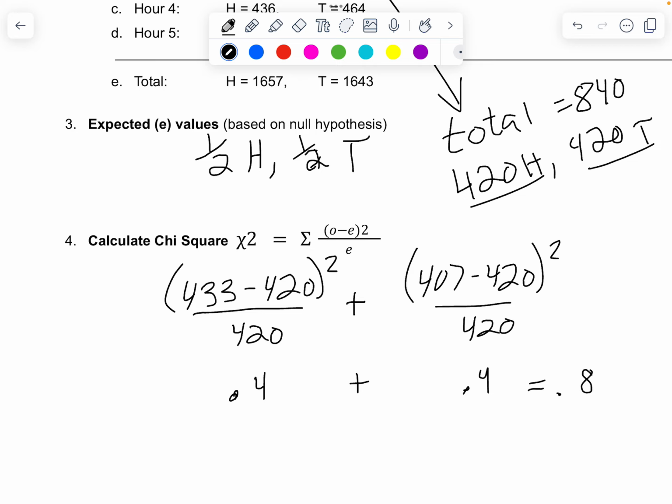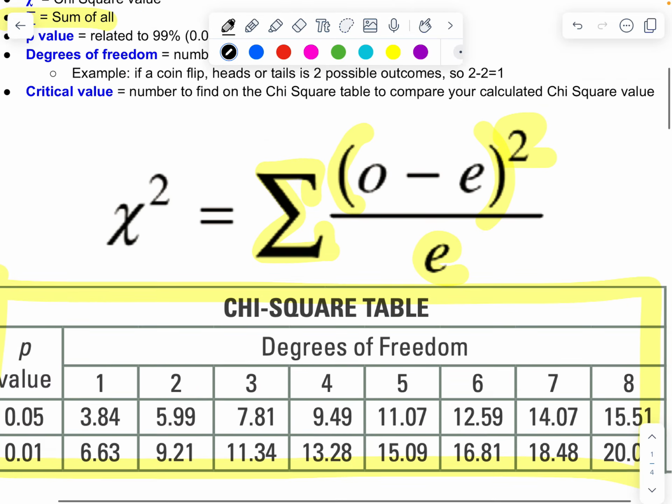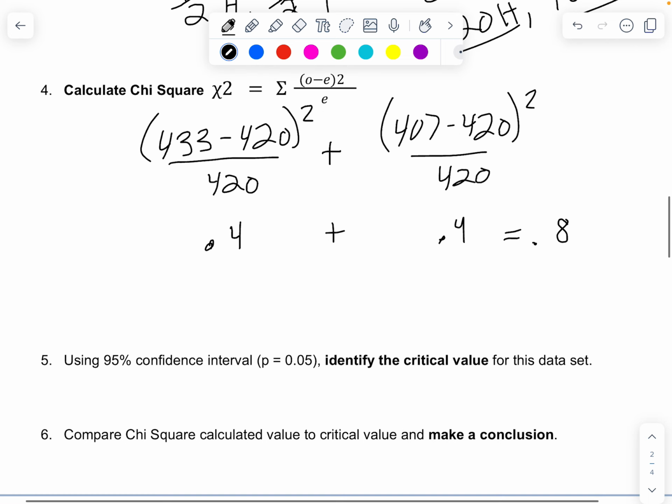So our chi-square value, and that's what chi-square is. It's that curvy x squared. So our chi-squared value equals 0.8, and you leave it like that. You don't take the square root of anything. You just leave that. You don't have to do anything else. We're done solving it. Chi-square is 0.8.